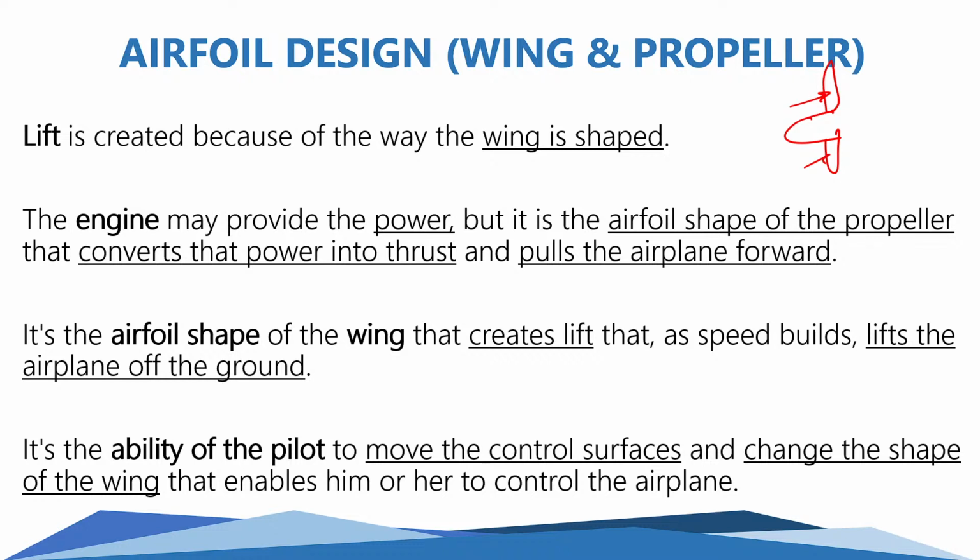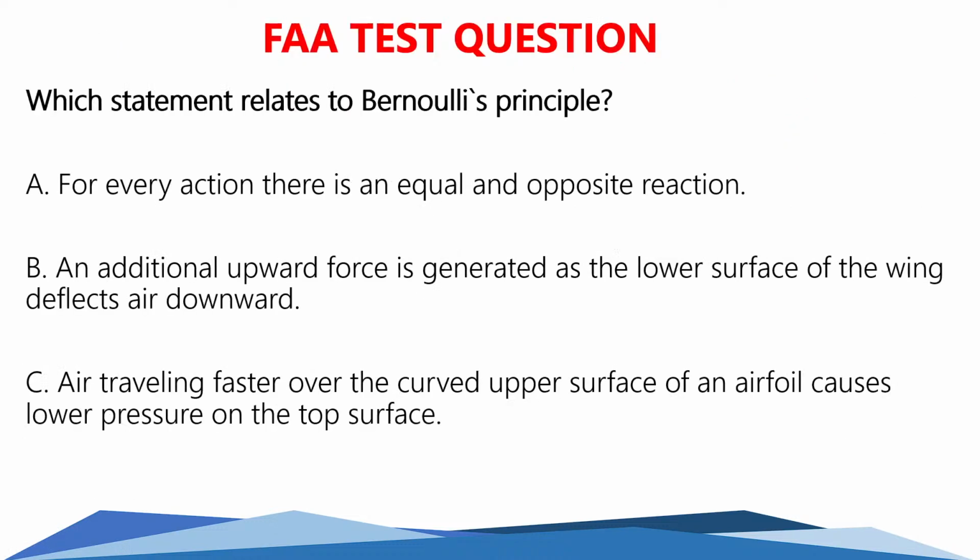The shape of that airfoil and the design of the airfoil shape of the wing creates the lift, and then as the speed builds, it actually lifts the airplane off the ground. And then remember that all of those primary control surfaces that we talked about, the rudder, the elevator, and the ailerons, are what we use as pilots to basically control that airplane and make it maneuverable and controllable for us, right? All right, let's look at another, looks like 2 FAA test questions here.